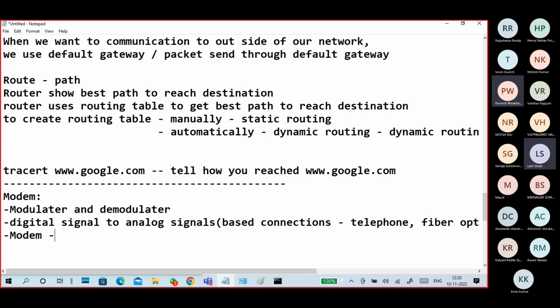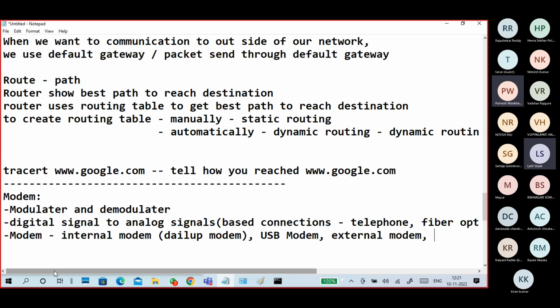Okay, so we have a router, but you can see in a modem there is an internal modem, which is like the dial-up modem from earlier days. Dial-up modems. USB modems, I think you know the USB dongle kind of stuff, that is also a USB modem. External modems. External modems are there.